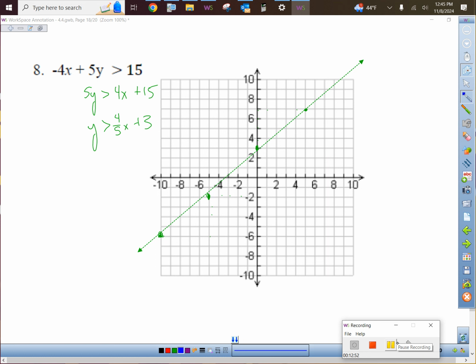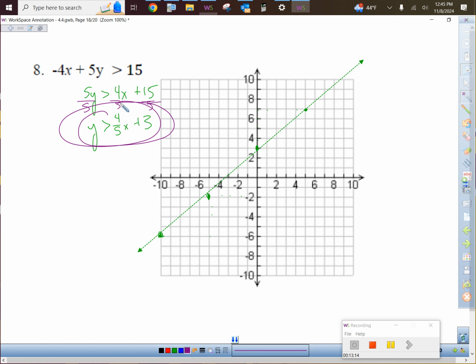So I added 4x over to the other side. The symbol did not switch. Then I divided every term by 5. So I'll show that for you right here. And the symbol does not switch. I need a dashed line for that, right? And then the only time this trick works, this above and below thing, is y's got to be by itself. Also x, you know, but the letter has to be all by itself. That's a greater than, so that is above that line.